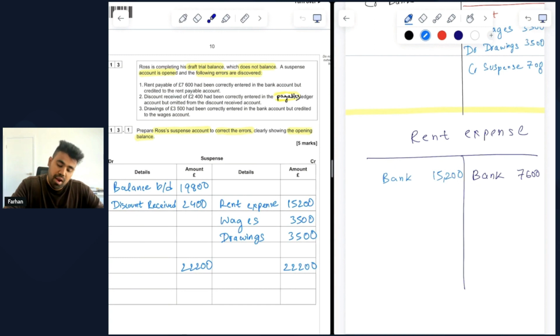Okay, but having said that, if you carefully check again, this was the incorrect record, which was the bank being credited by £7,600, and we want to achieve a net result of £7,600 on the debit side of the rent expense T account.